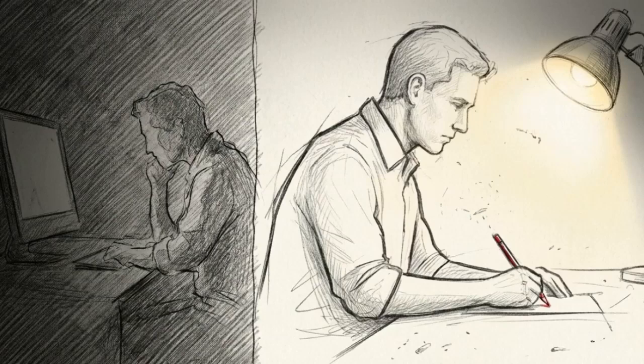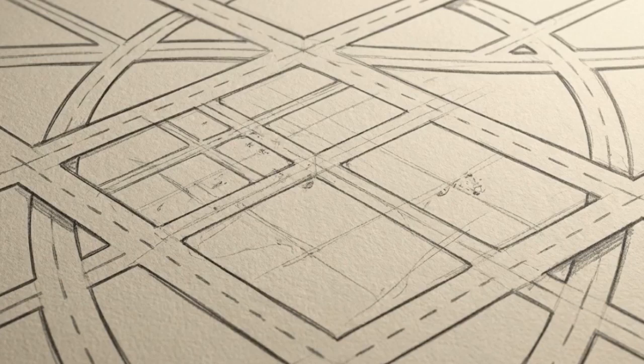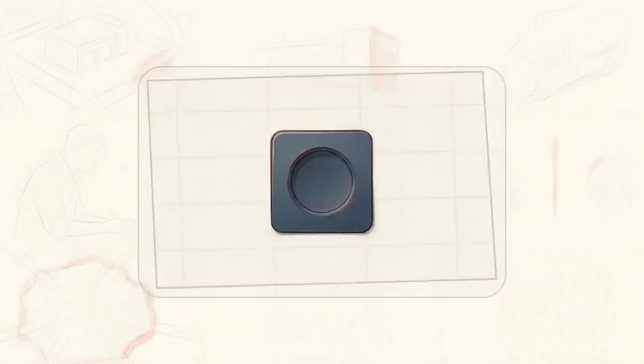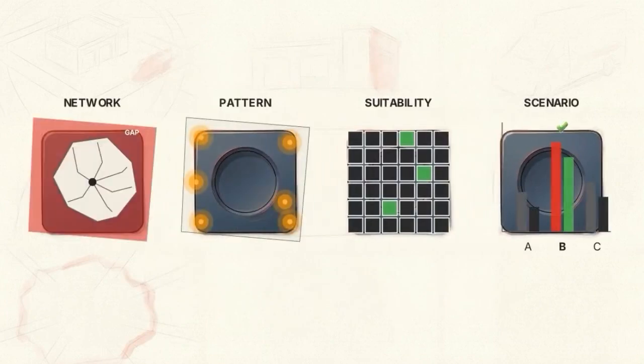But a spatial thinker pauses. They ask, how do I decompose this into smaller questions? By the end of this module, you will know how to take a vague, high-stakes request like this one and break it down into a precise, step-by-step analytical plan.